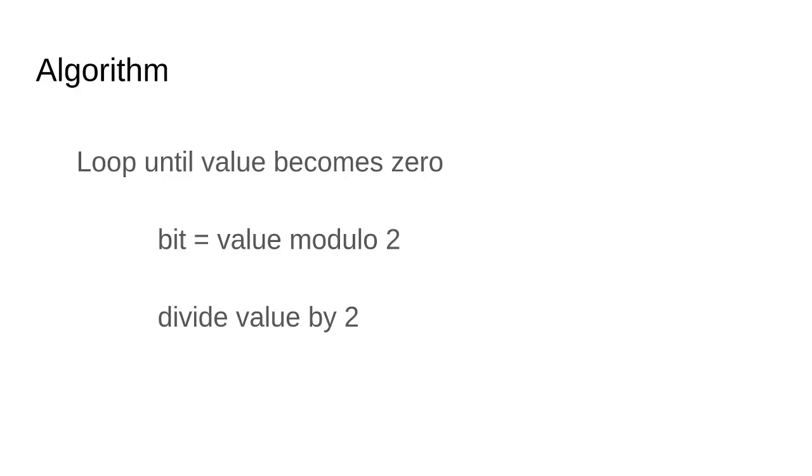The algorithm is very easy. We keep on dividing the number by 2, and at each step we take the remainder, which is either 0 or 1, and use it as the next bit. The first digit is the leftmost bit. Let's start Arduino IDE and implement it.